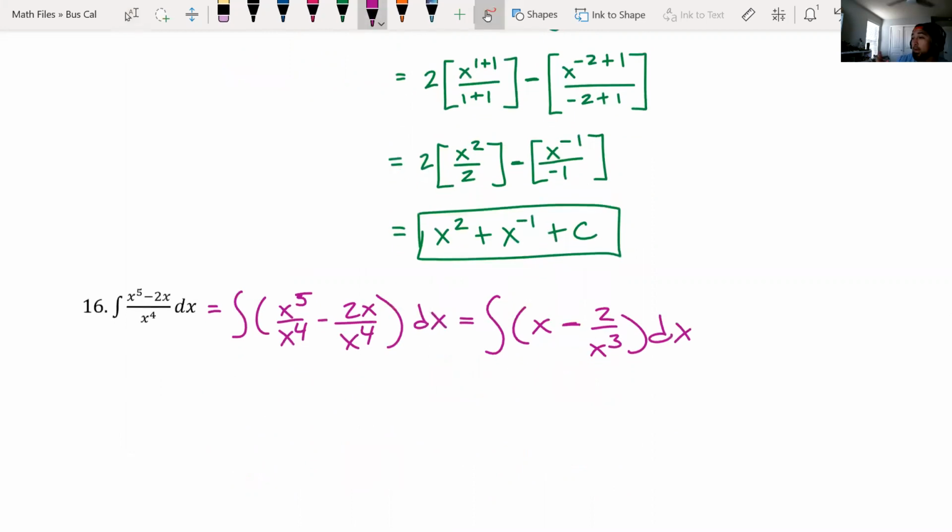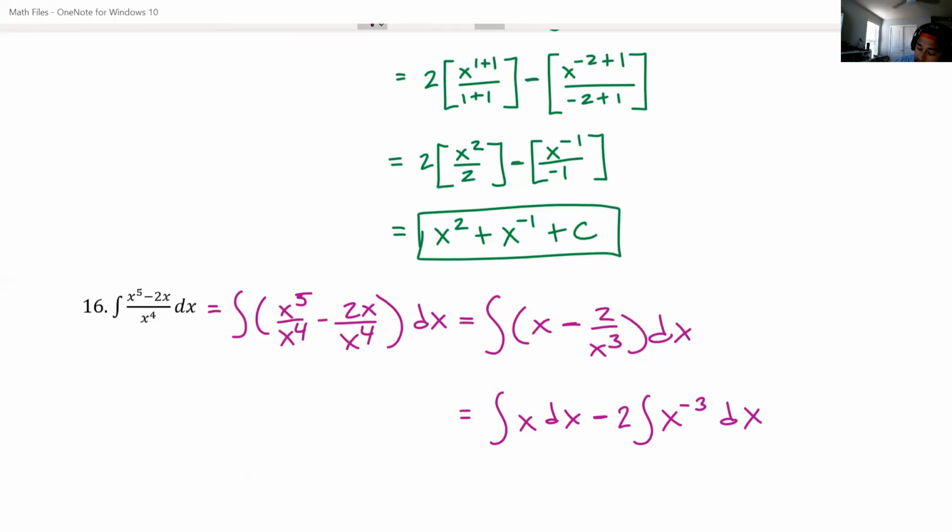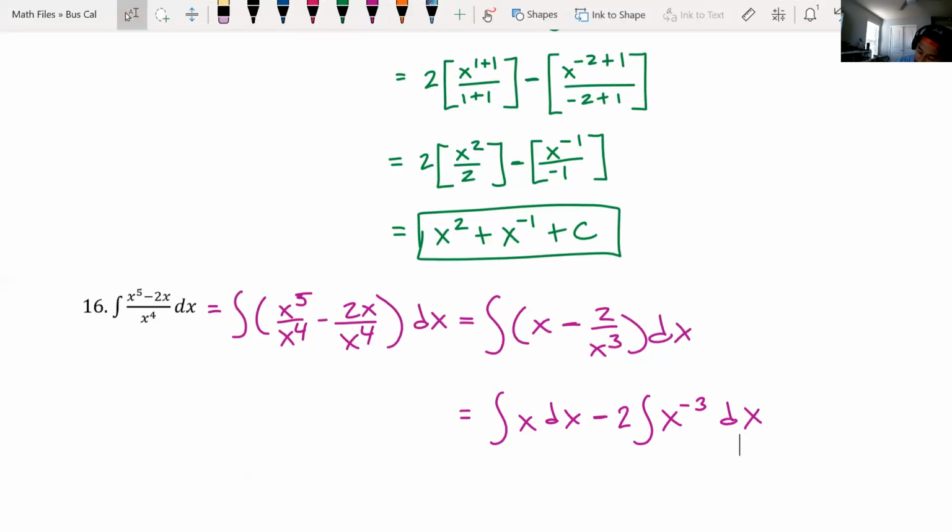Okay. Now split into two different integrals. Integral of x dx minus, and now on 2 over x cubed, I'm going to take that 2 out. And I'm going to flip the x cubed, giving me x to the negative 3 dx. Okay. There's my integrals. They're set up. We can now find the antiderivative. Power rule on both of them.